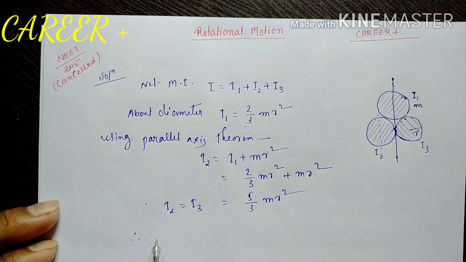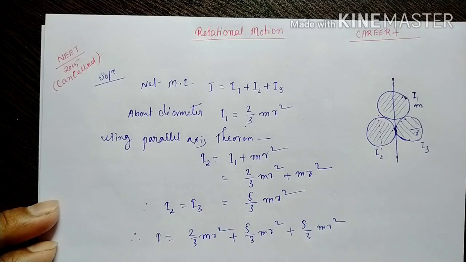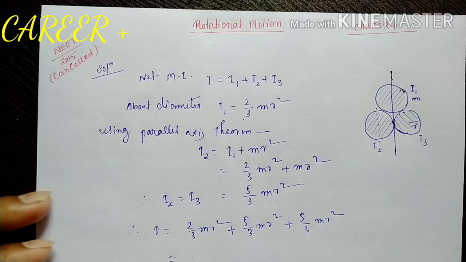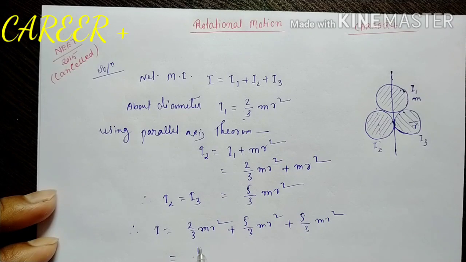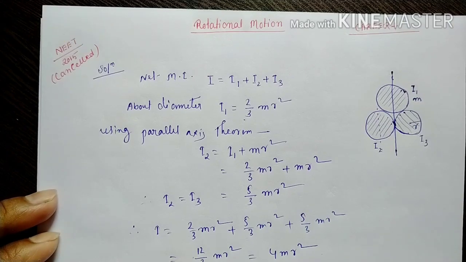So net moment of inertia I is equal to 2/3 m r square plus the other two terms. We're just going to simplify it. So that means you'll get the answer 2 plus 5 plus 5, that is 12. So 12/3 m r square, which is 4 m r square.